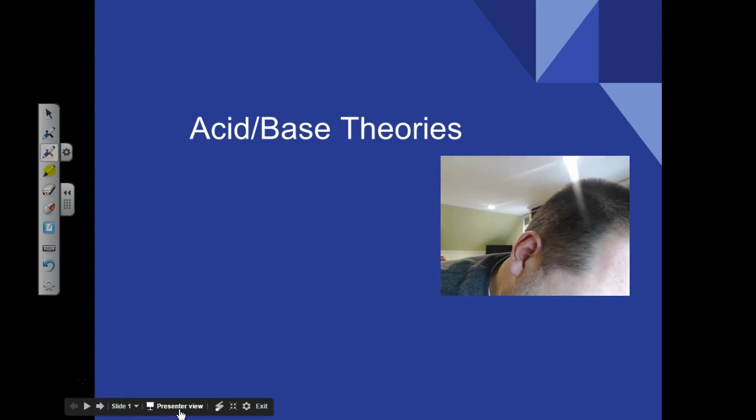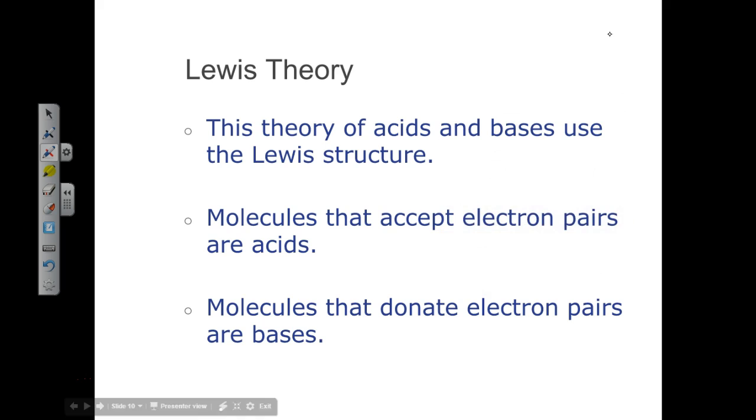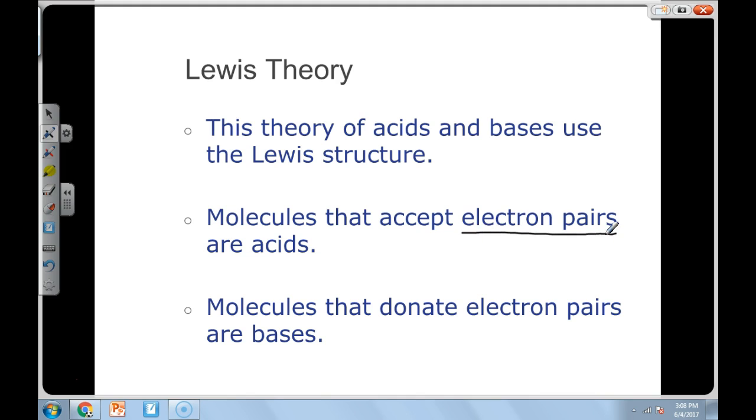Okay, so let's talk about Lewis theory. Lewis, yeah, the same Lewis that did Lewis dot structures also did Lewis theory. Actually, I think the Lewis dot structures came first, and then they were used to describe the theory. So if we remember, with Arrhenius and Bronsted-Lowry, we're really looking at protons. But when we're dealing with Lewis, we're really looking at electron pairs.